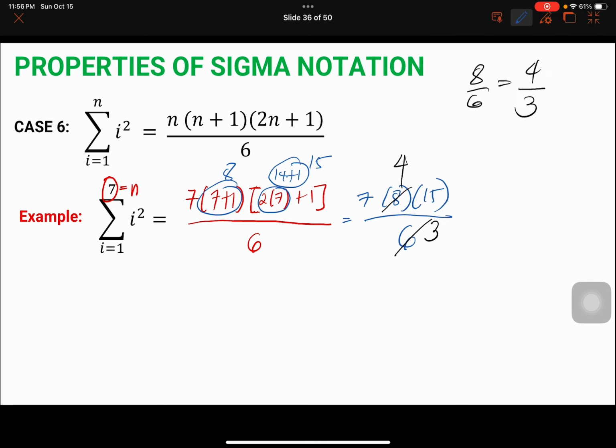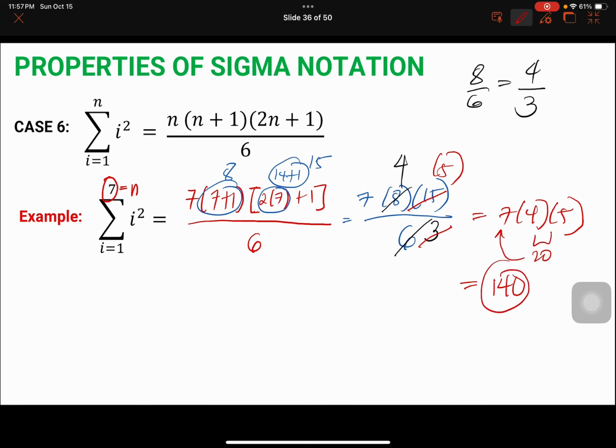Then, mapapansin nyo pa, 15 divided by 3 ay equal kay 5. So, ang natira na lang ay 7 times 4 times 5. So, we can have a lower value na ipagta-times natin na isi-simplify natin. So, 4 times 5 is 20. 20 times 7 is 140. Therefore, the summation of i squared from i is equal to 1 up to 7 is 140.